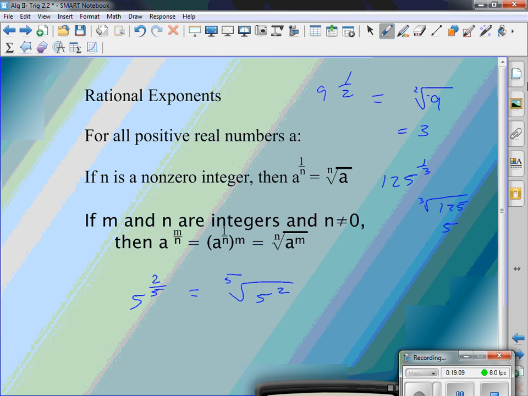Let me change the number so that you can see where goes what. Let me change this to a 6. That way you can actually look in your notes and understand. So I would take 6 squared, which is 36, and it's the 5th root of that, which in the calculator I'll show you how to do. Questions?